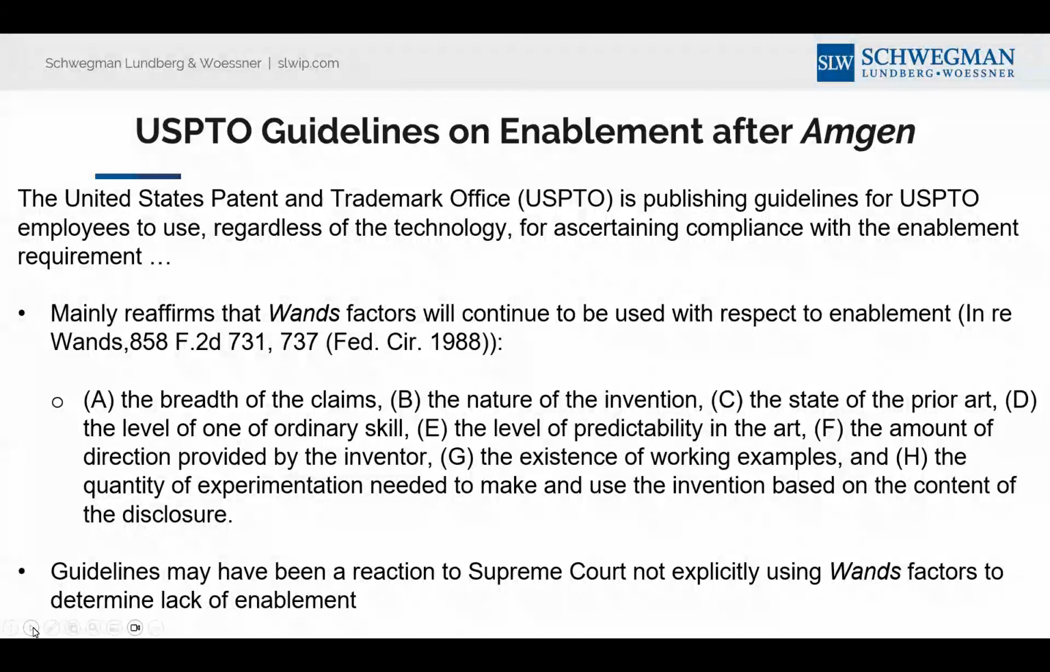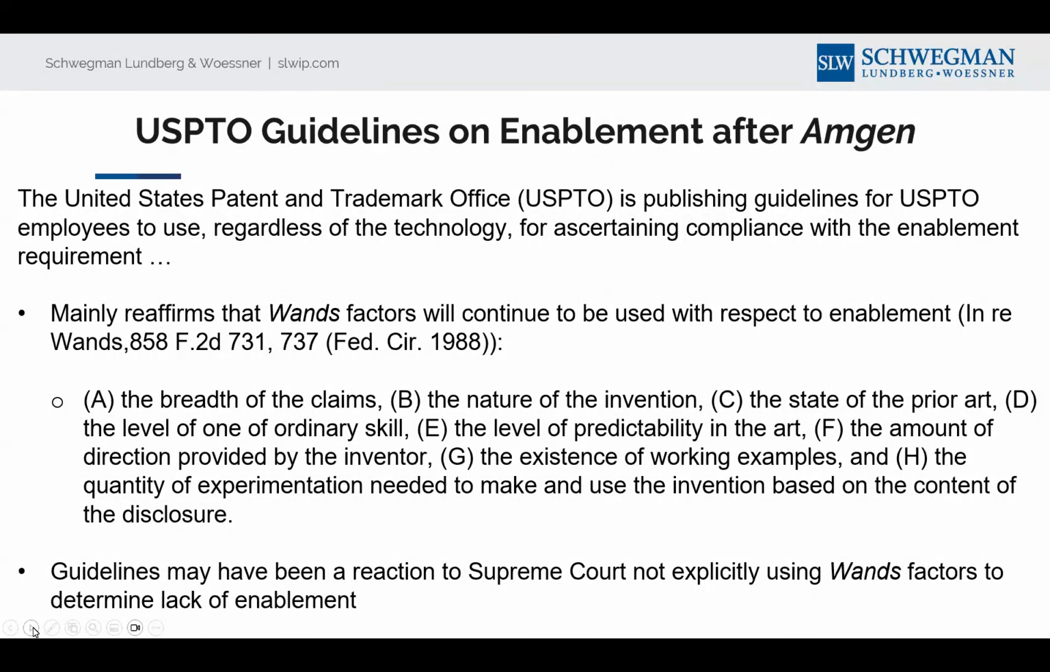So they came out with some guidelines after Amgen, and they just focused on the Wands case, and they reemphasized that regardless of technology, it's important to keep in mind these different aspects. They go on to list the 7 factors there, and it's helpful when you're drafting, even on the computational side, to include as much material as you need to help satisfy these factors, because just like in Macro, enablement inquiries can come up, and it's important to have subject matter in there that helps to overcome them.